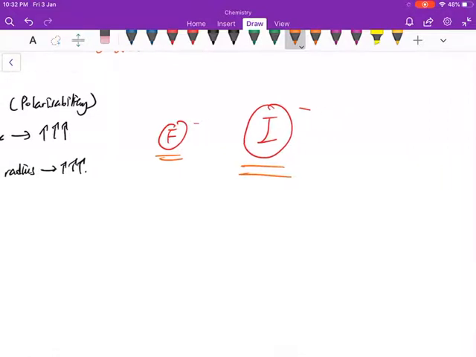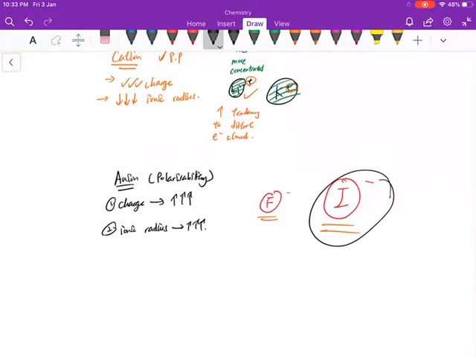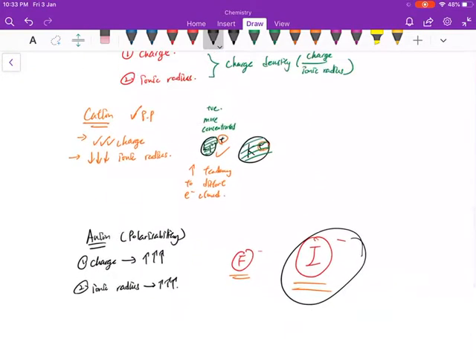So as we know, iodide has more electron shells, so the outer electron is further away from the nucleus compared to the fluoride ion, and as a result, we can conclude that for the iodide ion, its outer electron can be easily distorted or easily attracted to others compared to fluoride. And this is what we mean by polarizability here. So it's slightly different for polarizing power and polarizability here. These are another concept that you need to understand.